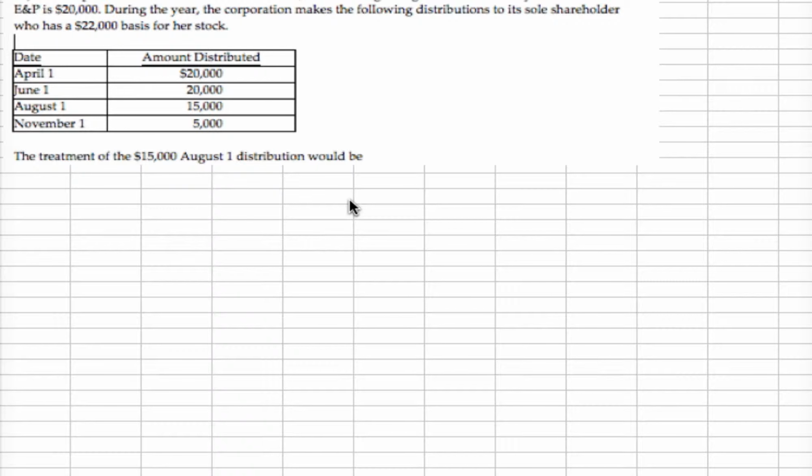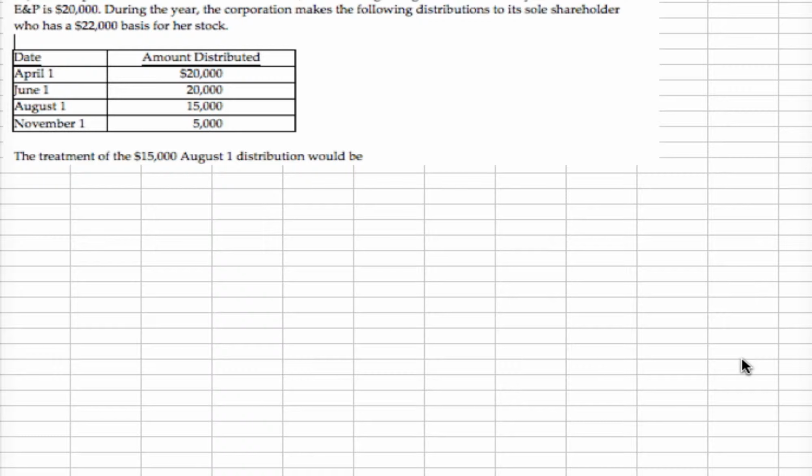Okay, so the question says, Exit Corporation has accumulated earnings and profits of $24,000 at the beginning of the current tax year. Current year earnings and profit is $20,000. During the year, the corporation makes the following distributions to its sole shareholder, who has a $22,000 basis for her stock.